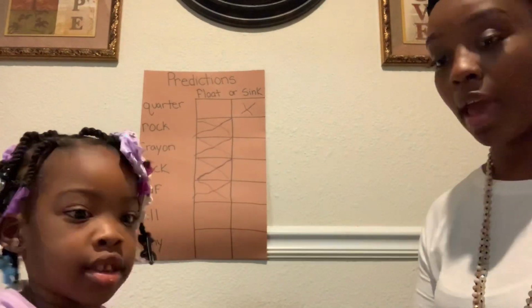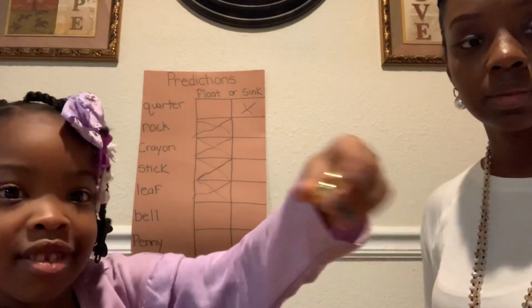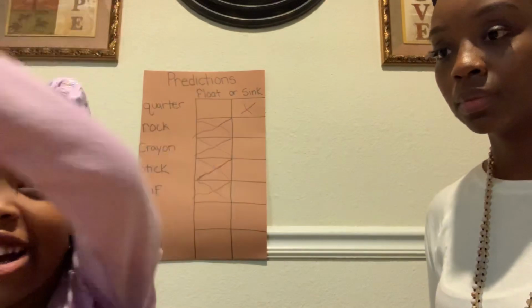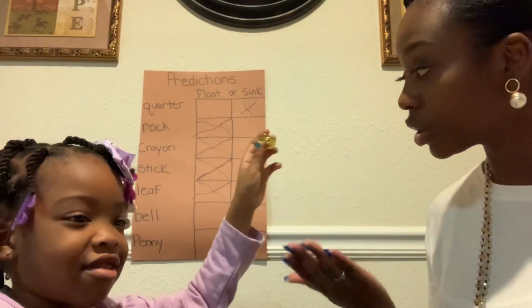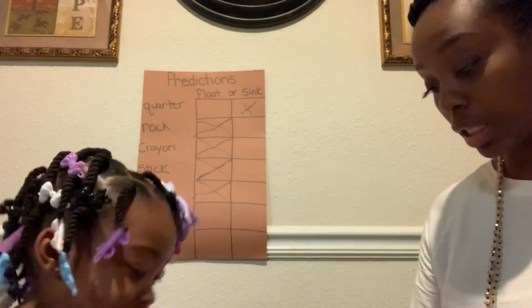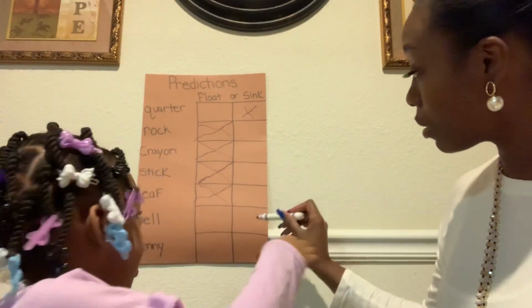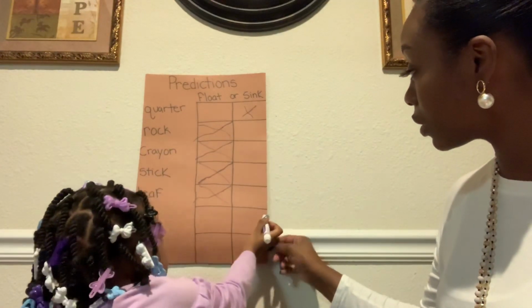Okay, next we have a bell. Do you know which one of those items is the bell? All right. Do you think the bell is going to sink or float? Float. You think it's going to float? Yeah. Okay. Or what do you think it's going to do? I think it's going to sink. You think it's going to sink. Okay, let's see. Go ahead and write sink for the bell. Put an X for the sink for the bell.